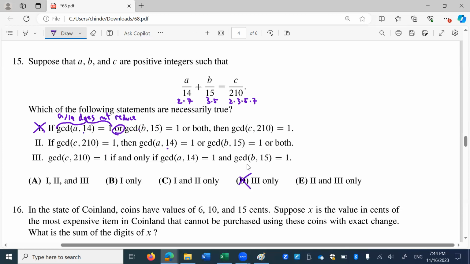3 only can't be true because 3 implies 2. And the other options all have 1 in them. So it has to be 3 and 2 only. And I think that makes sense.